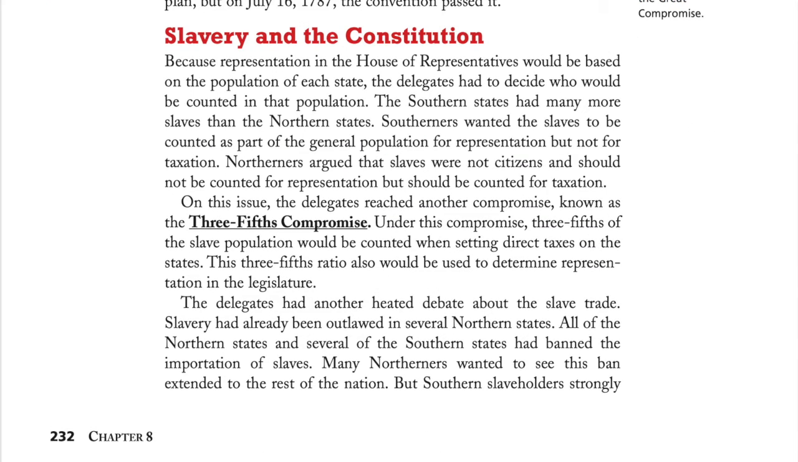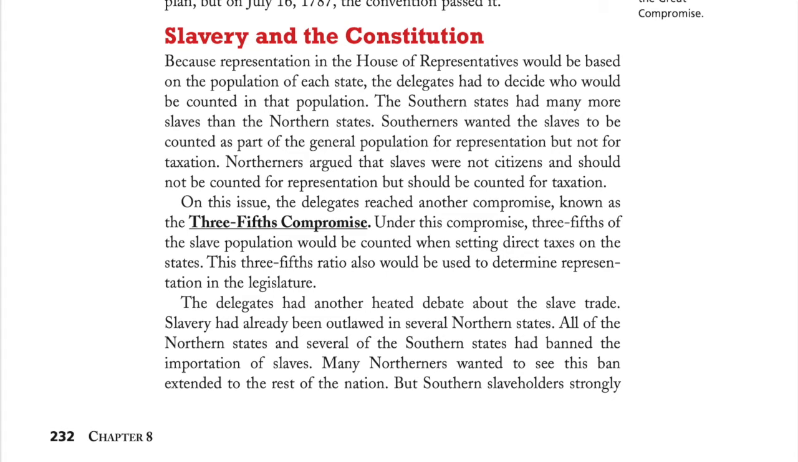Slavery and the Constitution. Because representation in the House of Representatives would be based on the population of each state, the delegates had to decide who would be counted in that population. The southern states had many more slaves than the northern states. Southerners wanted the slaves to be counted as part of general population for representation, but not for taxation. Northerners argued that slaves were not citizens and should not be counted for representation, but should be counted for taxation.